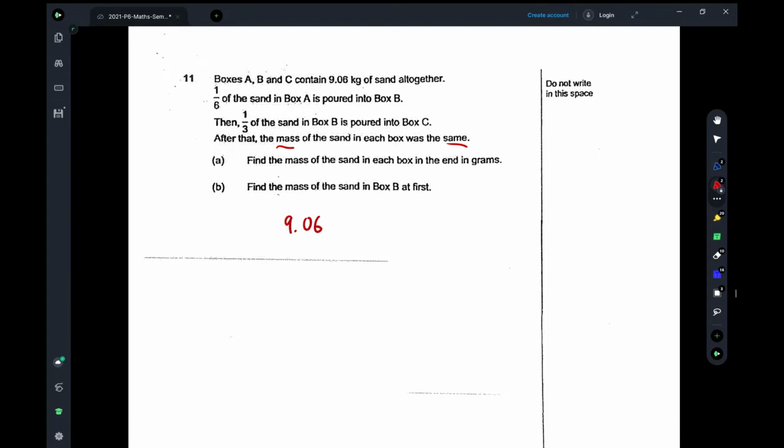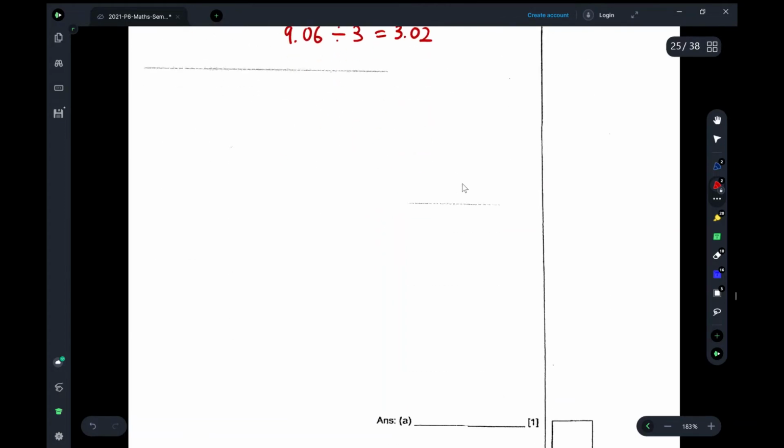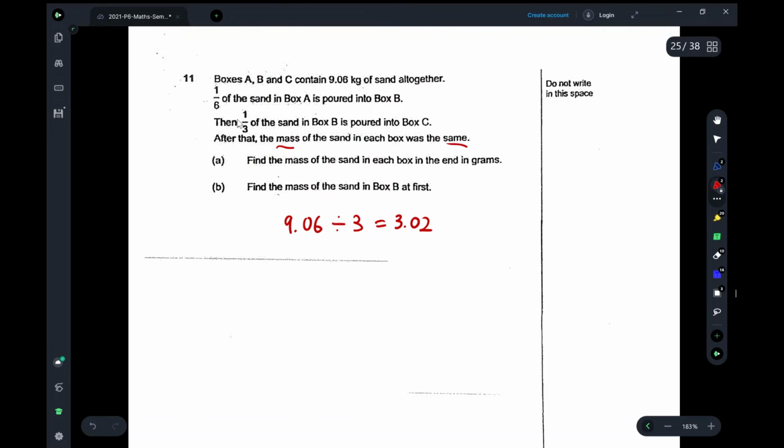So in the end, when the mass of the sand in each box was the same, you just have to divide by 3 to get the amount of sand in each box. So that would be 3.02. Okay, the mass of the sand in each box is 3.02 kg. So don't give up just because you read the question and you think that you don't know how to do it, because some of the parts are there for you to get them out.